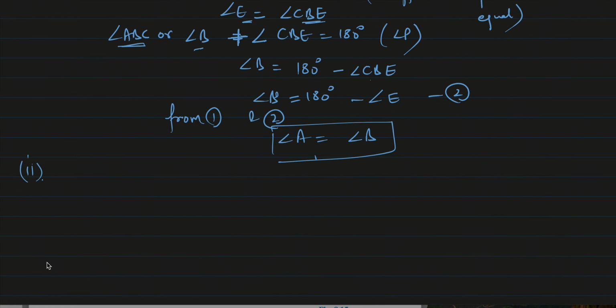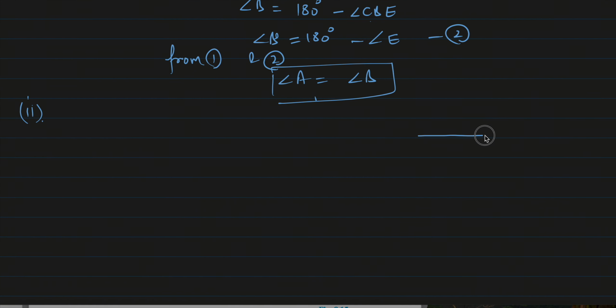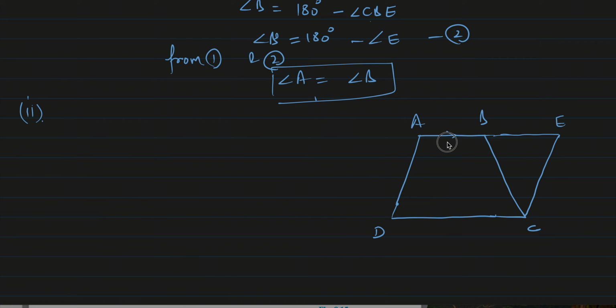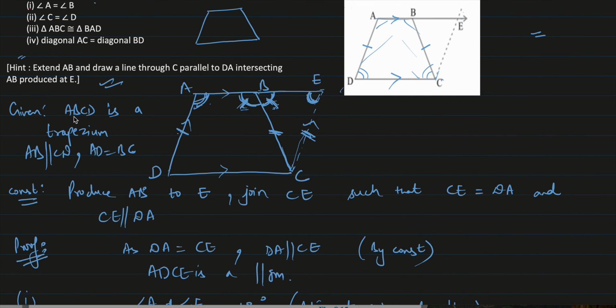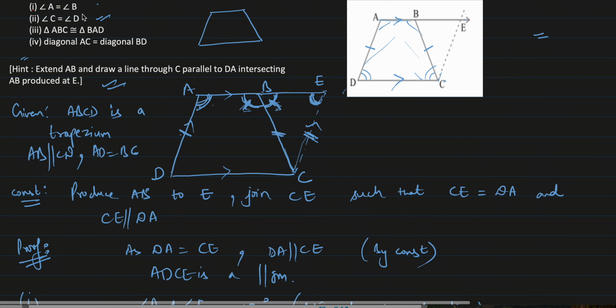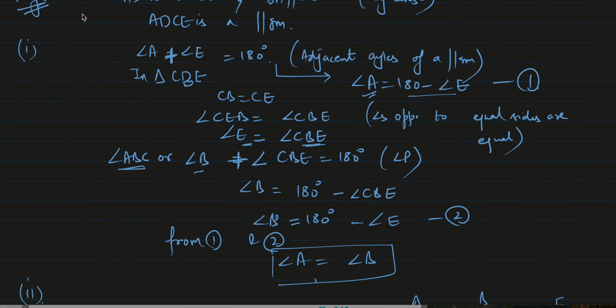For the second part, let me draw the figure again over here. So we have a trapezium ABCD. We produce this AB to E, join this, and now we have this parallel to this, equals to this, equals to this. We got that A equals B, right students? Now we have to prove in the second part that angle C equals angle D. So now let's prove it. How do we go for that?